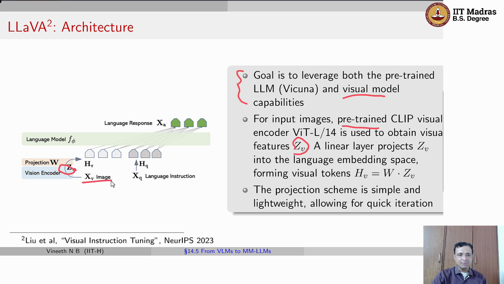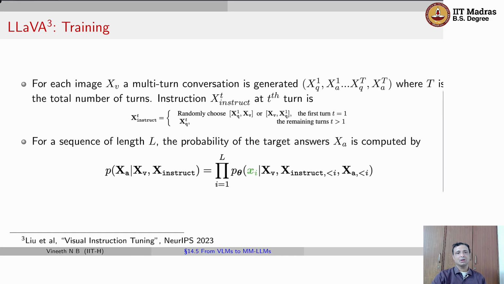So Xv, a given image, is fed into the visual encoder, which is a ViT, and you get Zv. A linear layer projects Zv into visual tokens Hv. So you have a bunch of weights which are learnt, which project Zv into Hv. And this projection scheme is simple and lightweight so that you can do this efficiently and quickly.